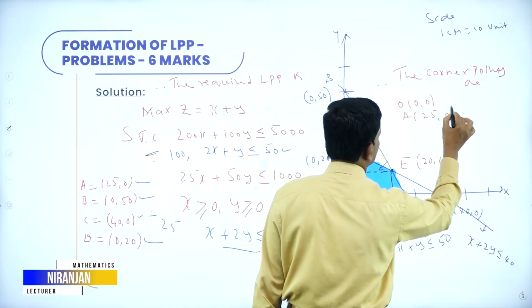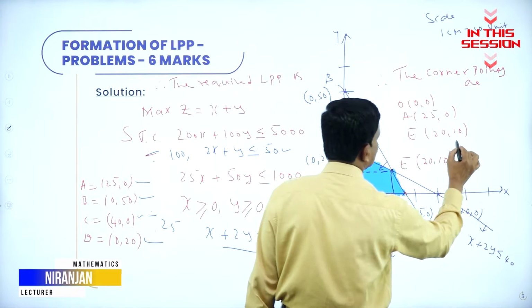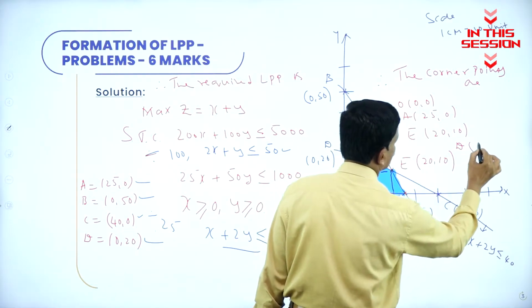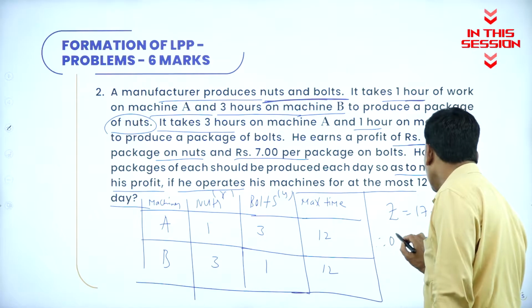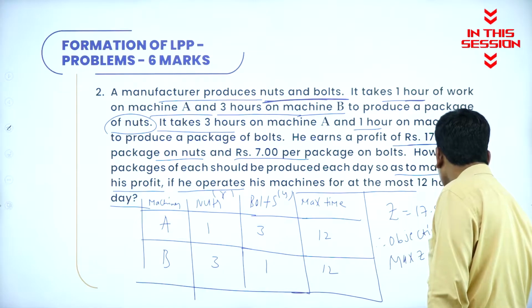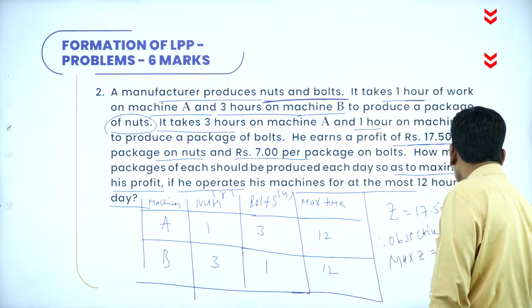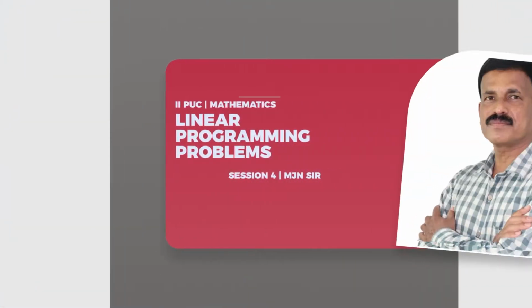25,0 and E 20,10 and D. What is D? 0,20. These are the corner points. The objective function is maximum Z. Max Z is equal to 17.5x plus 7.